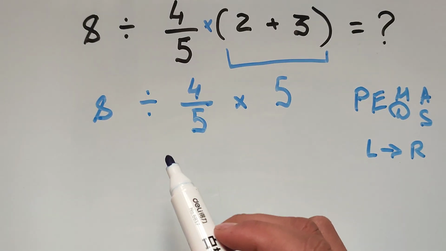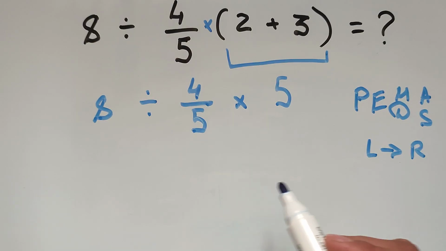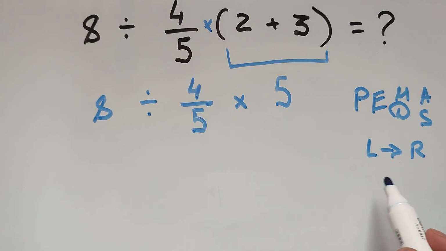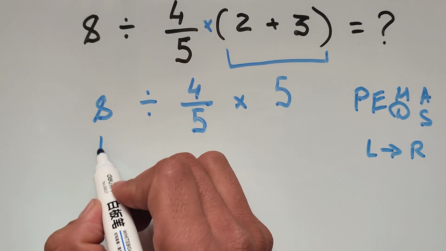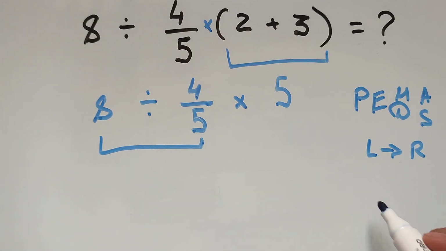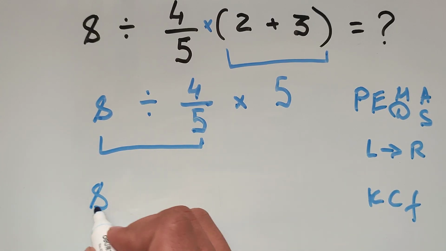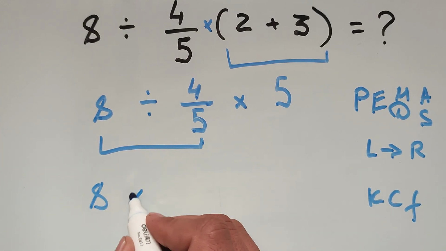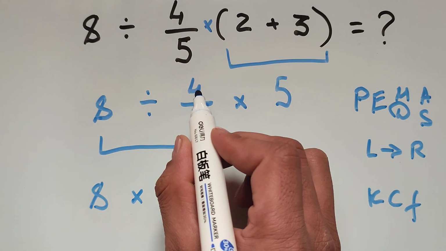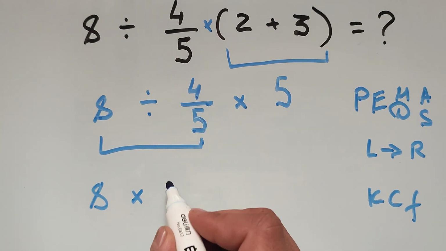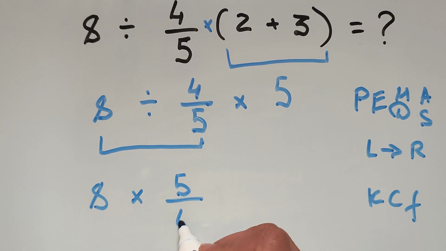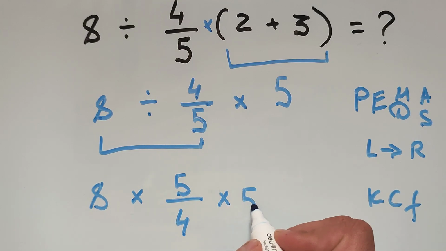And here multiplication and division have equal priority, that's why we have to begin to work from the left to the right. And according to this rule, first we have to work this. Here we have to use the KCF rule. K stands for keep, C stands for change, F stands for flip. Here, first we have to write 8 keep, and we have to change division to multiplication, and we have to flip 4 over 5. When we flip it, it equals 5 over 4 and multiplied by 5.